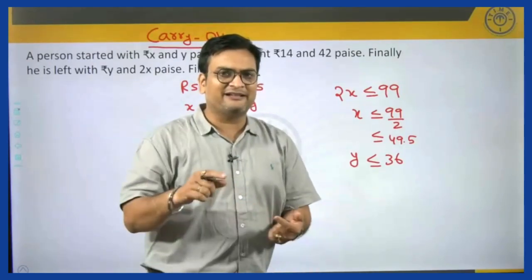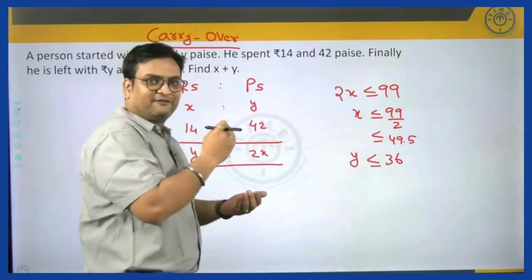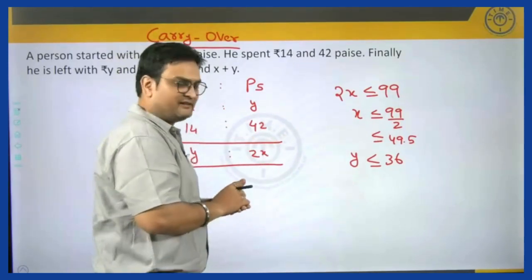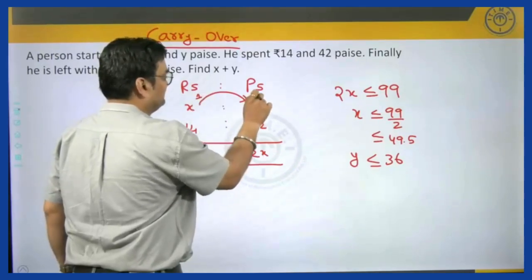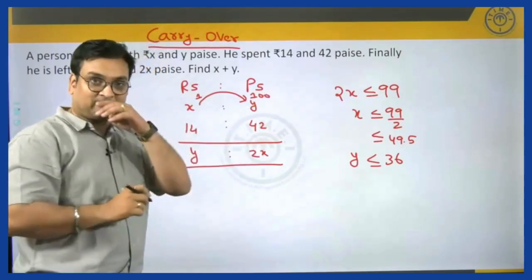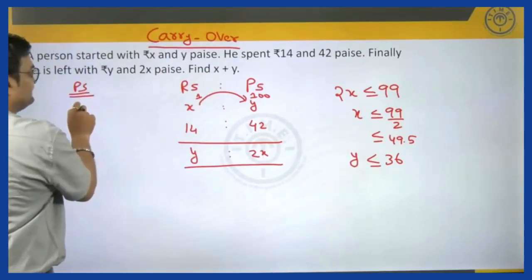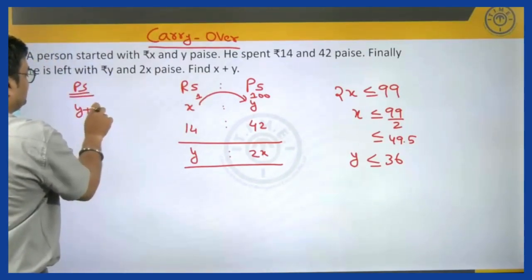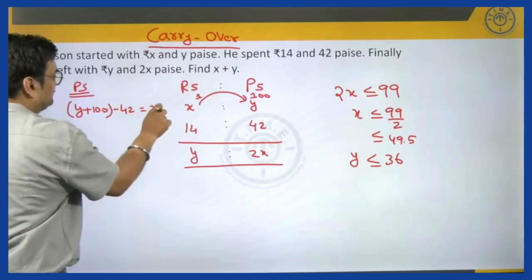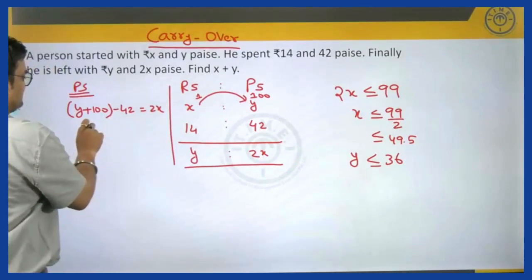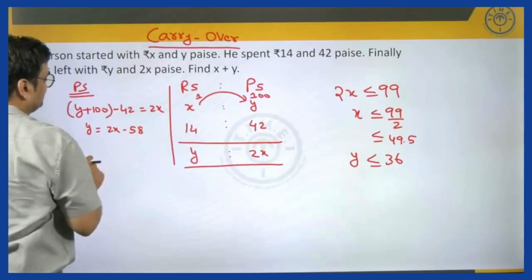Now the moment I say Y is less than or equal to 36, can I say when I subtract 42 out of it, I definitely need to take a carry, right? So when I take a carry from here, 1 rupee here will become 100 paise here. So what will the equation be for paise? It's going to be Y plus 100, the initial paise I had, I spent 42 out of it, I am left with 2x. So when you solve this, Y will be equal to 2x minus 58. This is what we'll get.